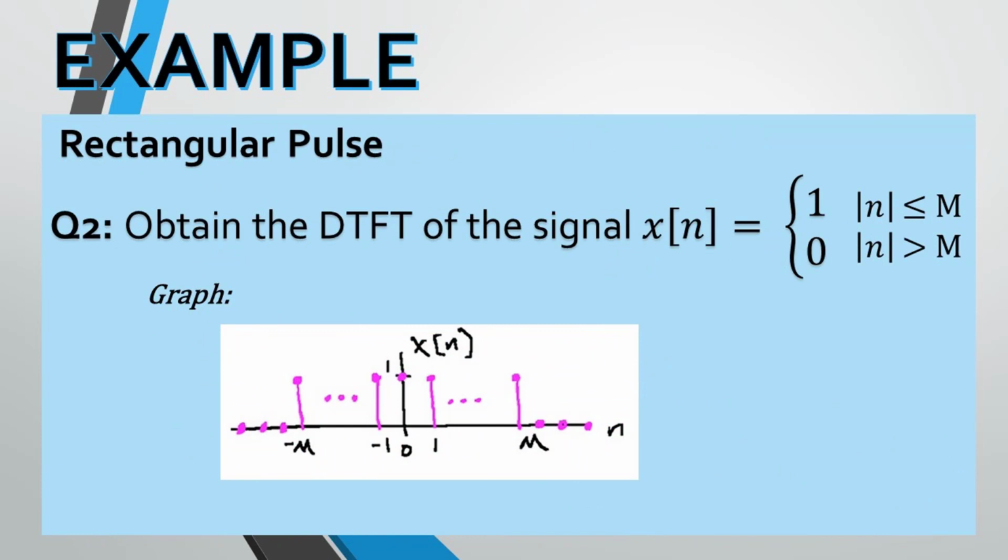Our second example is a rectangular pulse. Obtain the DTFT of the signal x of n is equal to 1 at absolute value of n is less than or equal to M, and is equal to 0 at absolute value of n is greater than M. You can see the graphical representation below of the signal.